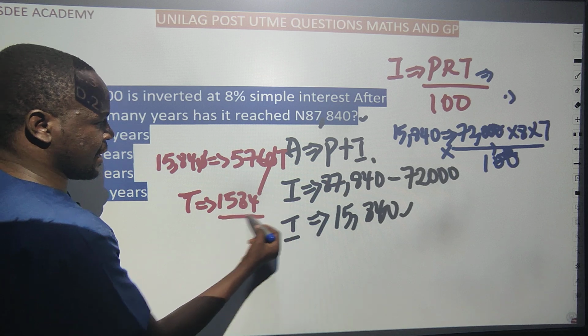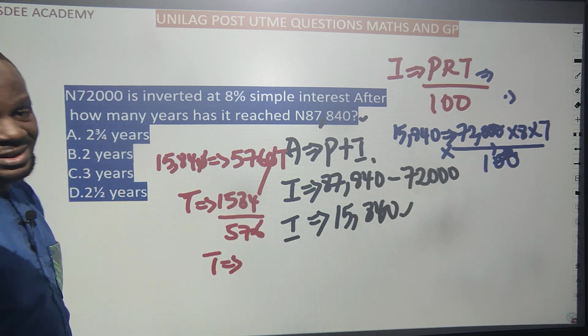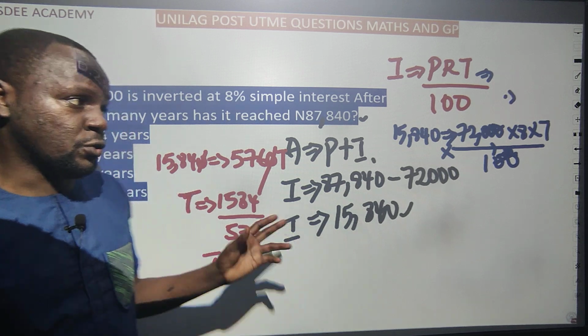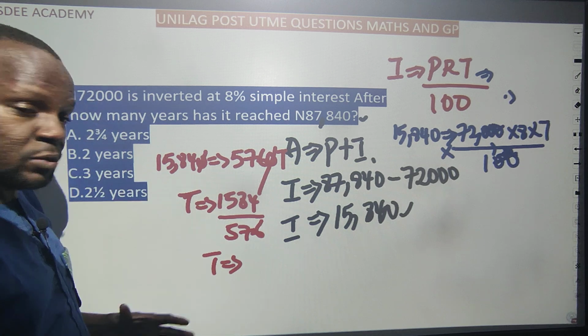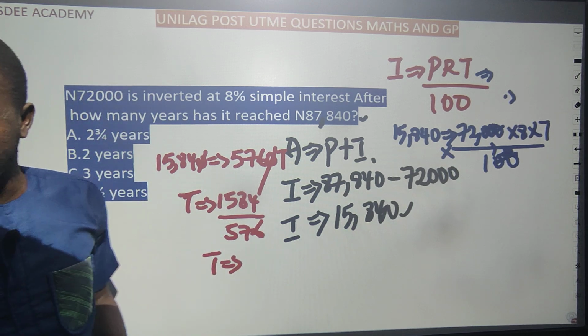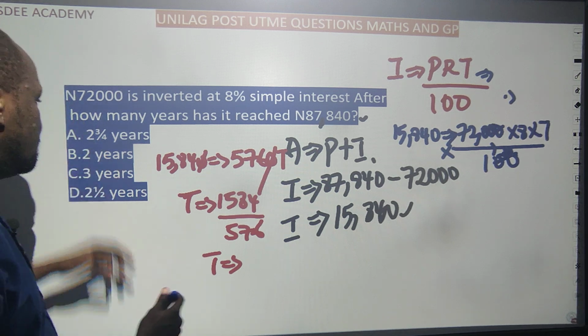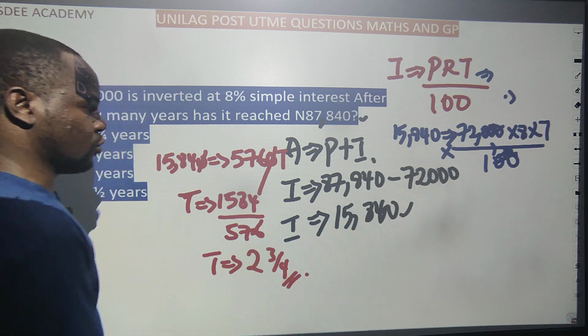15,840 divided by 576. So then I need the calculator on the screen. It is very important you use it in this kind of situation where you don't want to waste time. So admin will help me with his own calculator now. Just say 15,840 divided by 576. 2.7 something, so that is 2 and 3 by 4. So you can do that, and that will be the correct answer.